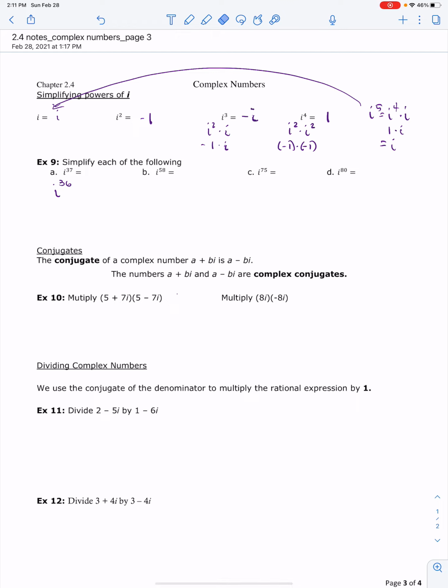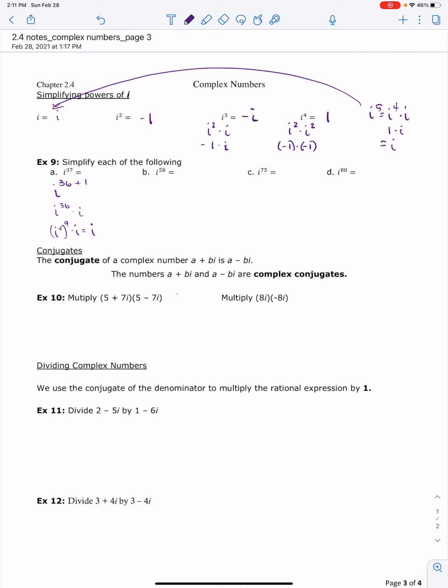Let me back up and add in an extra step there. i to the 36 plus 1, which is i to the 37. That's an i to the 36 times i. i to the 36 is i to the 4th to the 9th. 1 times i gives us i.